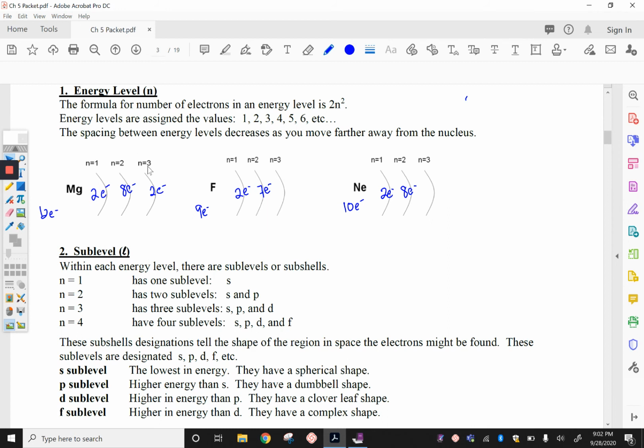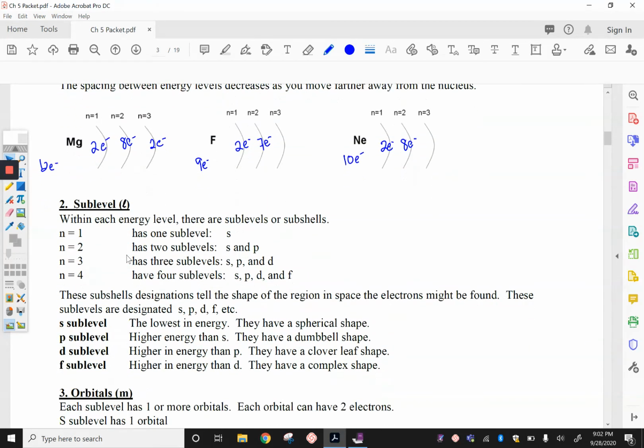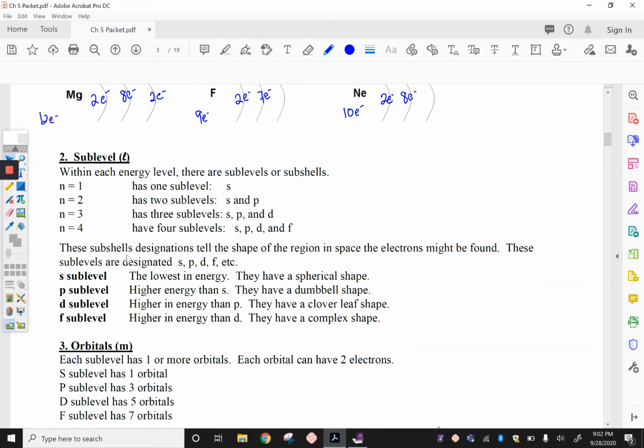Within energy levels, there are sublevels, and sublevels get the letter l as the symbol for them. And the number of sublevels corresponds to the energy level. So the first energy level, n equals 1, has 1 sublevel. The second energy level has 2 sublevels. The third one has 3. The fourth one has 4. The fifth one has 5. The sixth energy level has 6 sublevels, and so on.